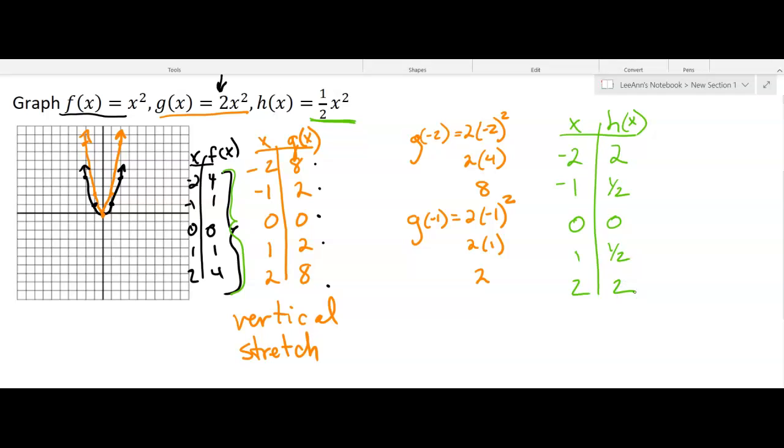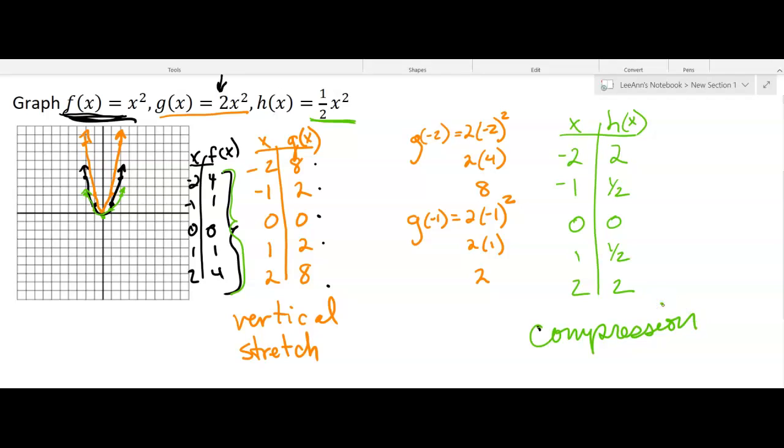All right, let's graph those and see what it looks like. -2, 2 would be right there. -1, 1/2. This is probably going to be hard for me to draw, but it's kind of right there. 0, 0, and 1, 1/2, and then 2, 2. So I get a little parabola like there. It's like somebody took the basic parabola, our friend f of x here, and sat on it. And we call this a compression.